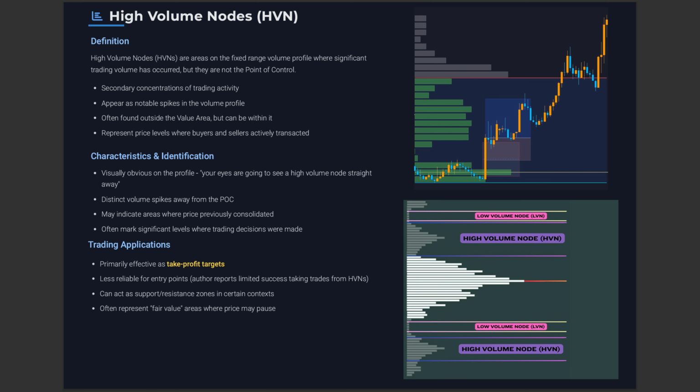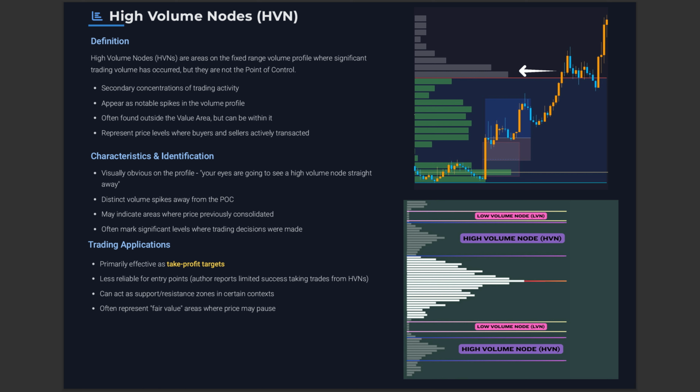High-volume nodes are areas of high volume that aren't the point of control. They usually appear as visible spikes in your volume profile. Your eyes will immediately see them without having to search. They can appear within the value area, but more often I use the ones that appear outside the value area.